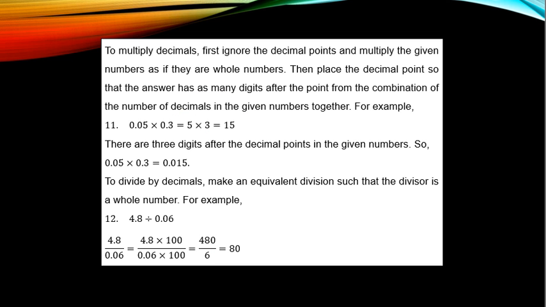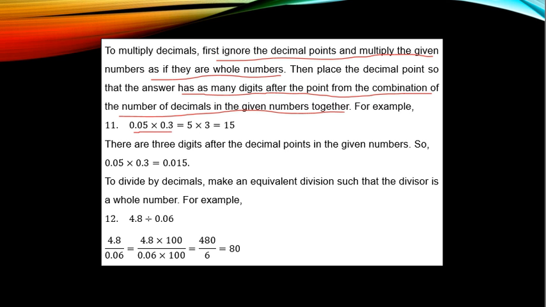So let's continue. To multiply decimals, first, ignore the decimal points and multiply the given numbers as if they are whole numbers. So you ignore the points first, then place the decimal point so that the answer has as many digits after the point as the combination of the numbers of decimal places in the given numbers together. Okay, we'll explain that. Look at example 11.